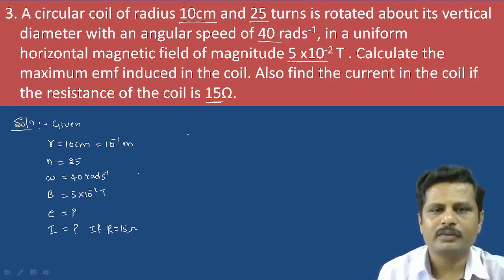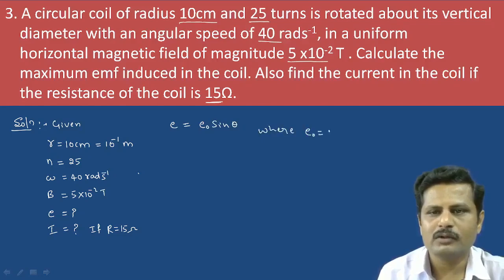Now we know that the EMF induced at any instant of time is E equals E naught sin theta. That is the formula: instantaneous EMF equals E naught sin omega t, where E naught equals N A B omega. This is the maximum EMF.